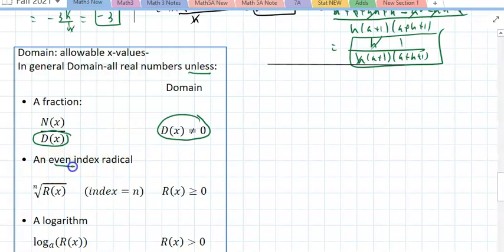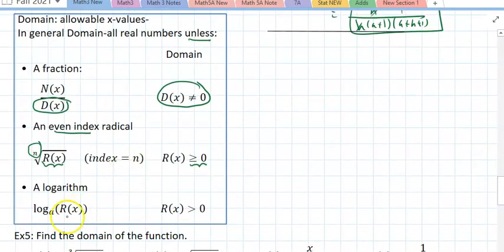If I see an even index radical, in case you missed it, that's the index. So square root, 4th root, 6th root. The radicand, the quantity underneath the radical, has to be bigger than or equal to 0. And if I come across a log with a base a of r of x, this is called the argument. Whatever you take the log of must be strictly bigger than 0. So those are very close. Even index radical or logs are very close. We're not going to touch on logs yet.